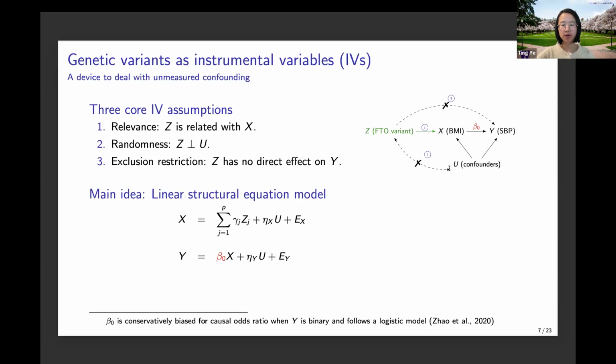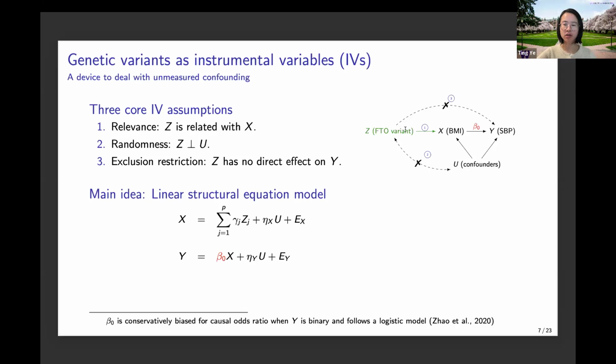And second, it needs to satisfy randomness. In this figure, it says the genetic variant is independent of unmeasured confounding. This is justified because of Mendel's laws of inheritance, and that's the premise of Mendelian randomization. And the last one, the exclusion restriction, says that the genetic variant cannot have a direct effect on the outcome.